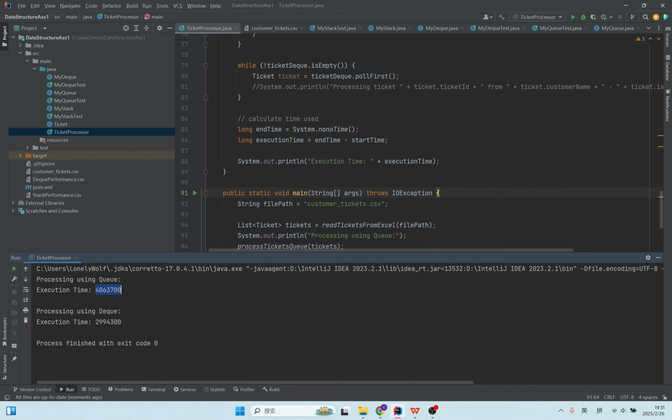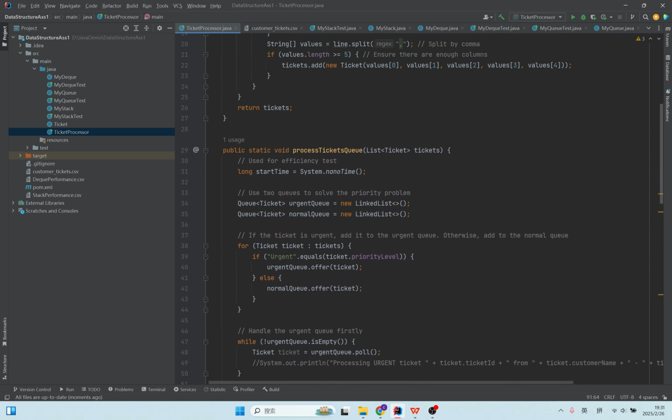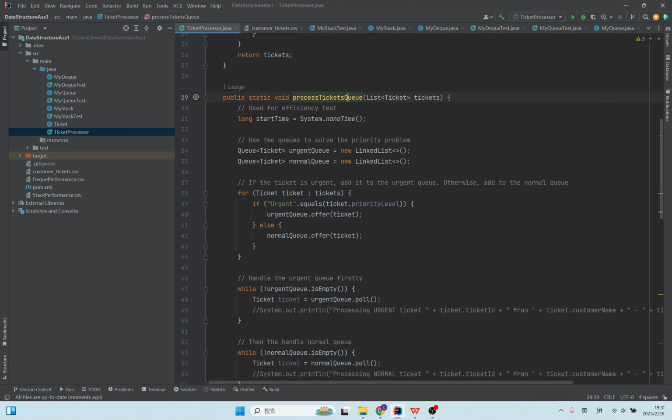Okay, so now we can see that when we process using the stack, we need a lot of time, and when we use the queue, it needs less time. So let's see why. For the queue, I used two queues. One is the urgent queue, and the other is the normal queue.